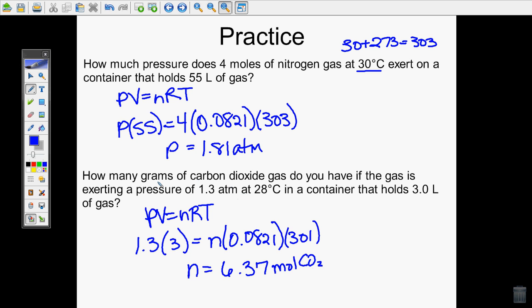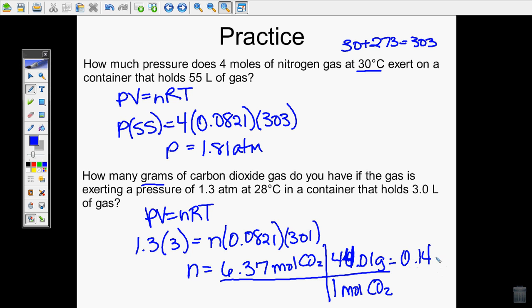But they wanted grams. So, molar mass, 1 mole carbon dioxide, I used 40.01. I don't know if that's right. I can't remember. Oh no, 44. It's 44. And so I get 0.14 grams of CO2.